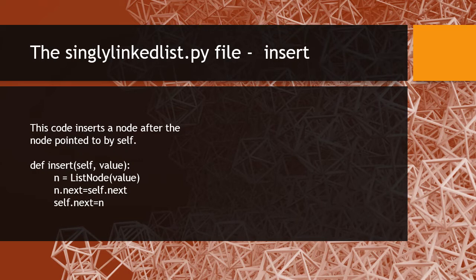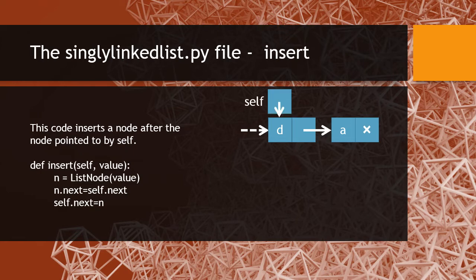The insert function inserts a node after the node pointed to by self. So suppose that you have this singly linked list and self is here. Self is pointing to the node which contains D. What do we want to do? We want to insert a node containing value after the node that contains D. So the final picture should be that there is a node containing D, then there is a node containing value, and then there is a node containing A. This is what we want.